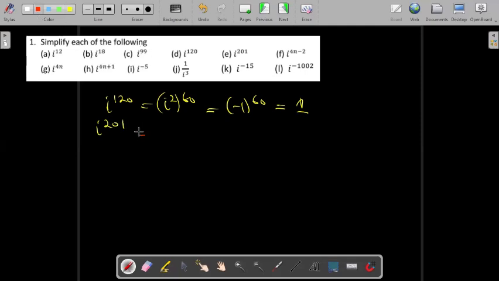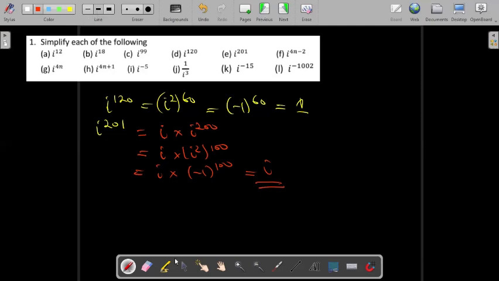This you can write as i multiplied by i to the 100, then i multiplied by (i squared) to the 50. Then you have i multiplied by (-1) to the power 50, and this is going to give you positive 1, and you get that your answer simplifies to i.